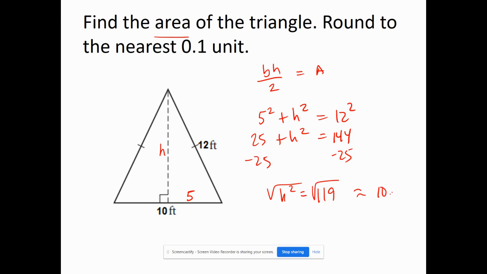So that's about 10.9. And now it's important not to round this too far, because we're going to use it and now do base times height. So multiply that times 10 and then divide the whole thing by 2. And when you do that, you get about 54.54.